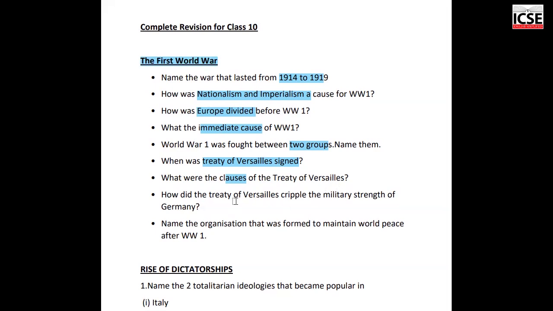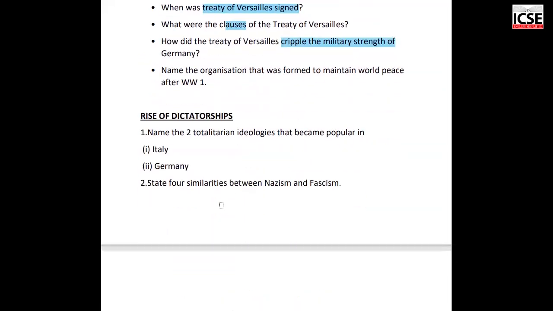Then very important, how did the Treaty of Versailles cripple the military strength of Germany? So talk about the army being fixed to 1 lakh soldiers, the navy fixed to 15,000 men, no air force, no submarines, and just 24 ships. So that is the part which talks about the limitations on the army of Germany. There were also a few territories that were declared independent. That could also be asked. Name some countries that got independence. Next, name the organization that was formed to maintain world peace after World War I. So that is the League of Nations. If you do this, this chapter is thoroughly covered.